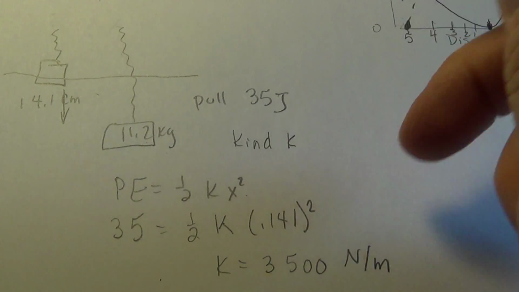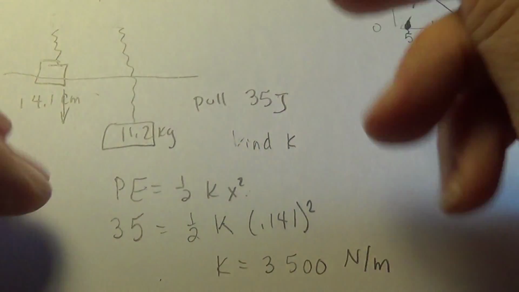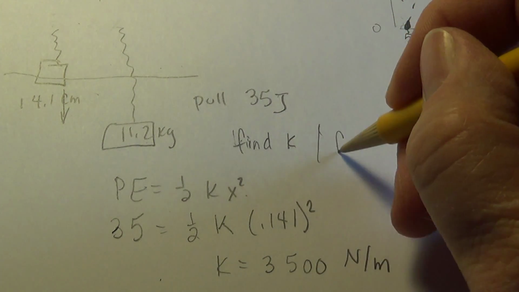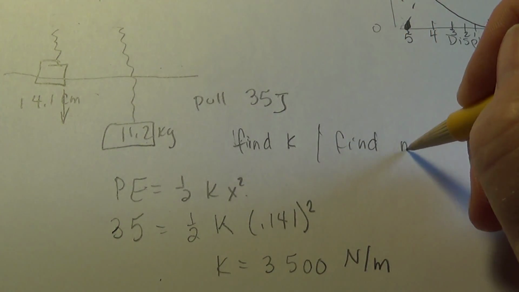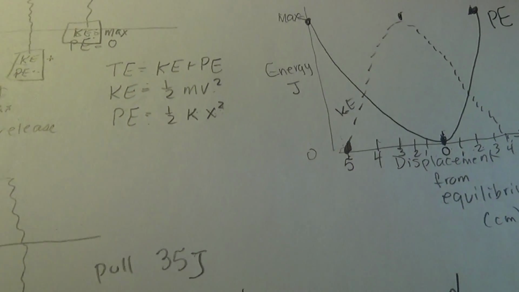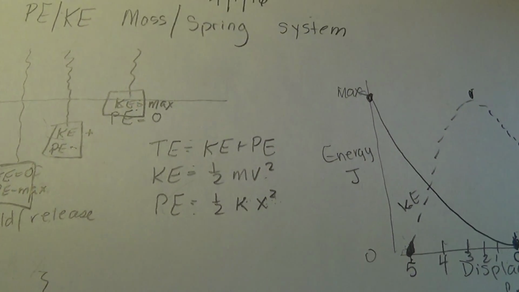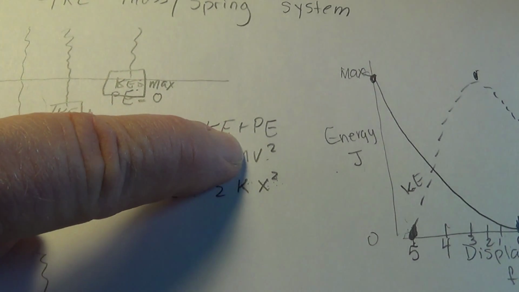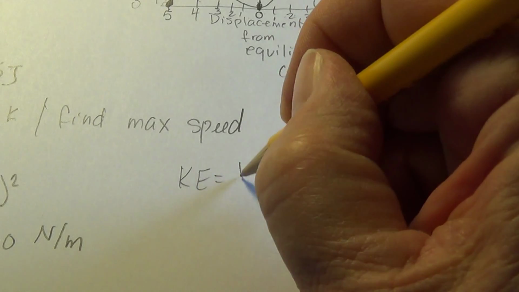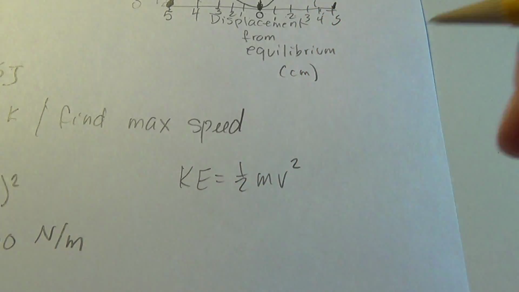And that's all we had time for, because we also said find K, also find the maximum speed. So to do that part, the equation that has to do with maximum speed, the only one is velocity there. So we're going to grab the KE. We're going to take KE equals 1/2 mv squared.